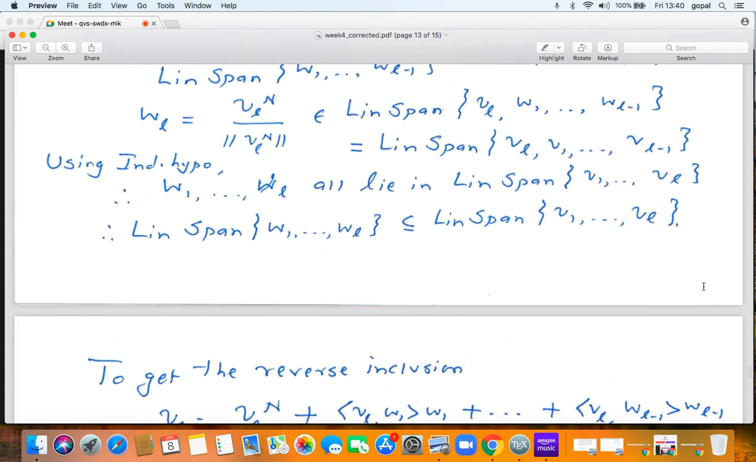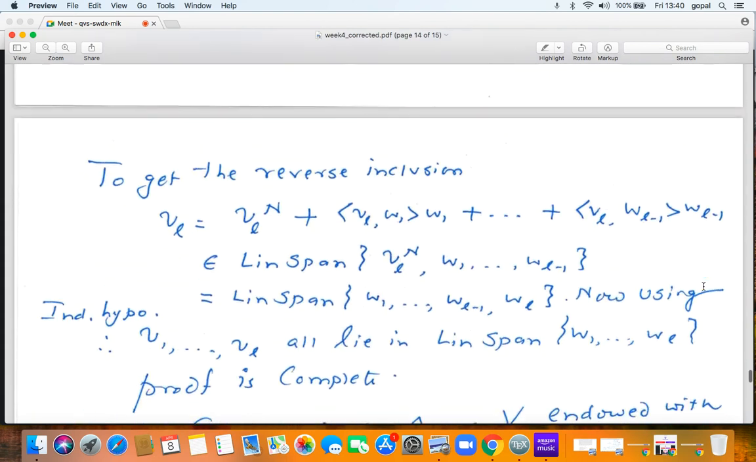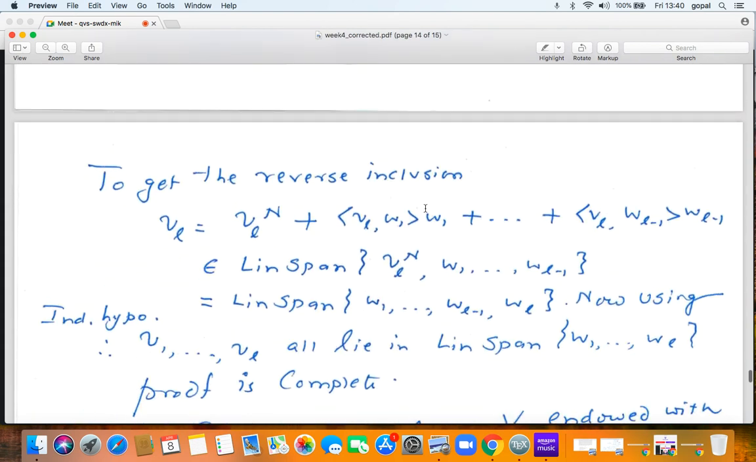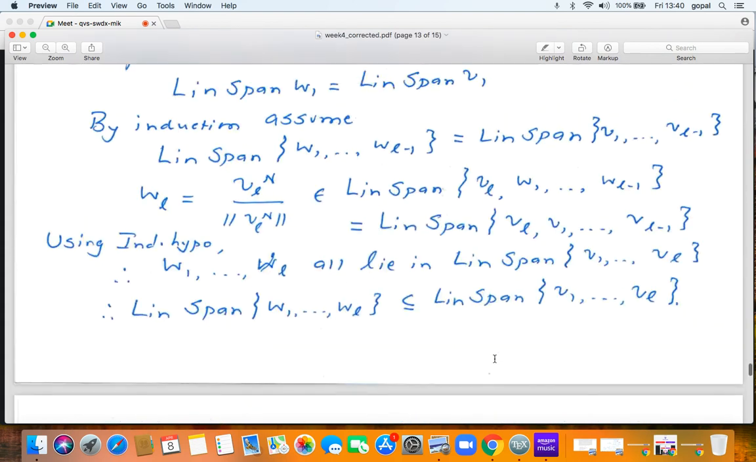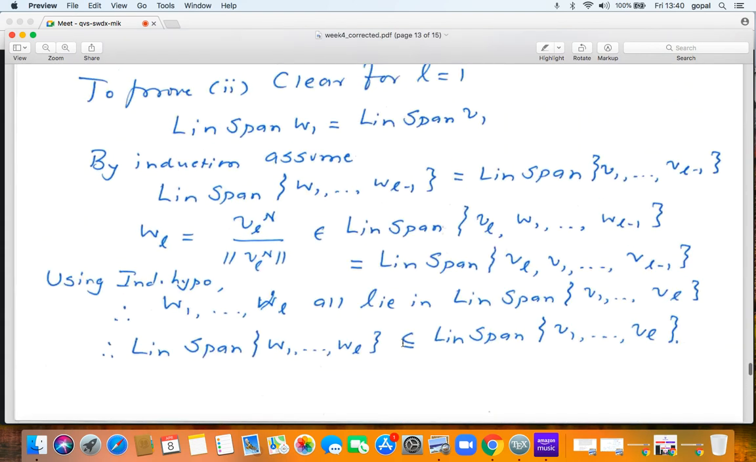All right. So in fact, this reverse inclusion is really not required. Question: once you get this inclusion, can you say that this inclusion must be an equality? You can, because both sides are L-dimensional vector spaces. So if you have two L-dimensional vector spaces and one of them is lying inside the other, then it must be equal.